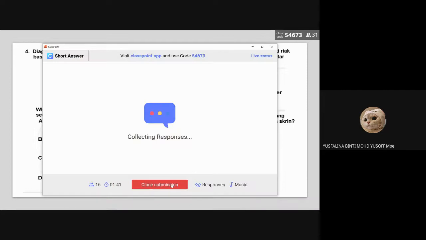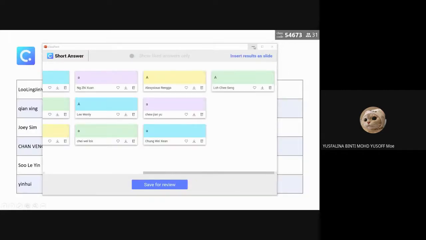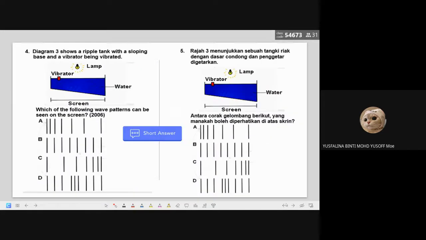All right. Okay, so here it says diagram 3 shows a ripple tank with a sloping base and a vibrator being vibrated. So here you can see this is the shallow part and this is the deep part. So that means in the shallow part the wavelength should be shorter, or closer, if you compare to the deep part here. So the answer should be A.